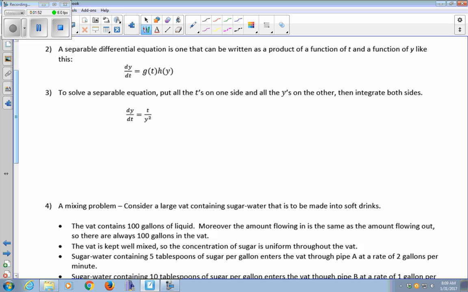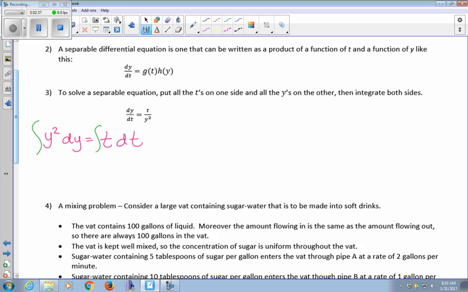To solve a separable equation, you put all the t's on one side, you put all the y's on the other, and then you integrate both sides. This is why I had you do some review of integration techniques last class. Here's a pretty straightforward example. I've got dy dt equals t over y squared. Put all the y's on one side, t's on the other. I'm going to cross multiply, or think of it as multiplying both sides by y squared and multiplying both sides by dt. So I have y squared dy equals t dt. All the y's on one side, including the dy, all the t's on the other side, including the dt. And then I take the integral of both sides.